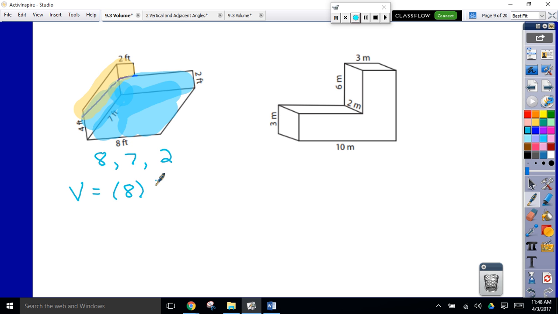7 times 2. That's it. Good. 8 times 7 times 2. So we should get a volume of 112 cubic feet for the blue shape. Now yellow, I'm going to use orange instead of yellow to write with because yellow won't show up very well. What are the dimensions of the yellow shape? Megan?